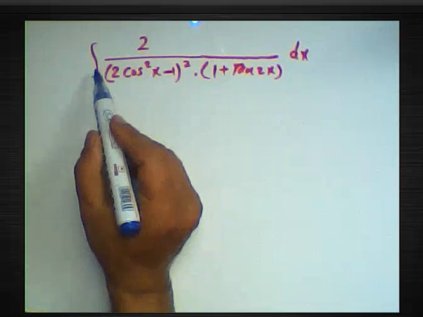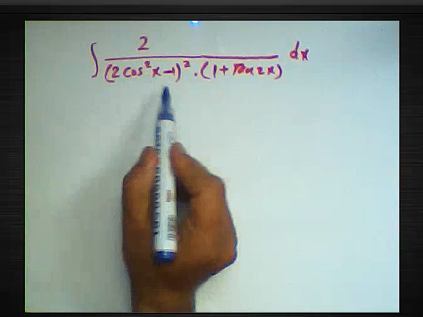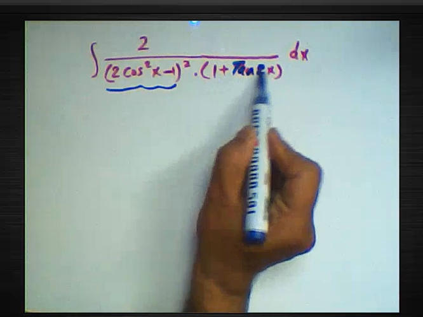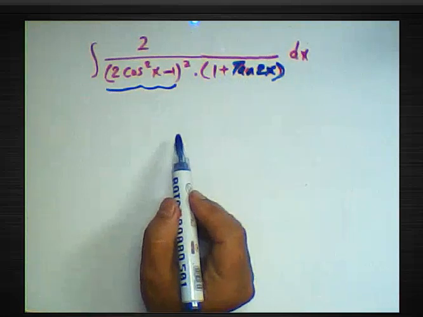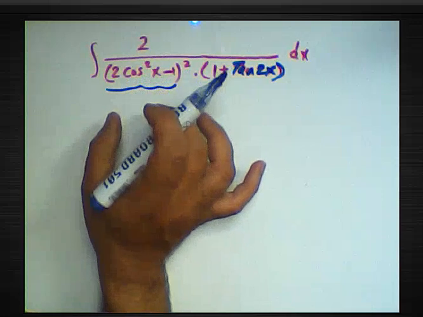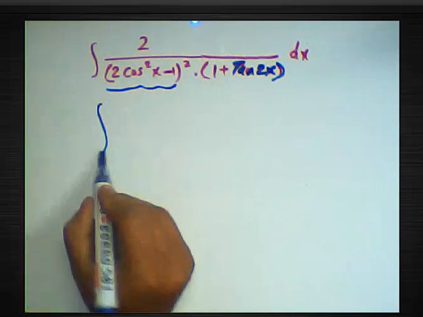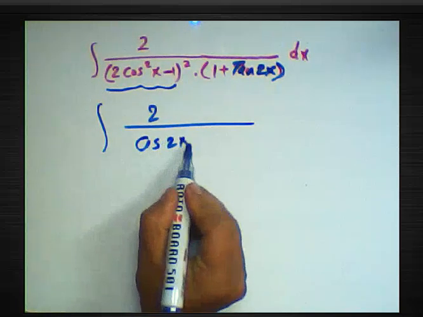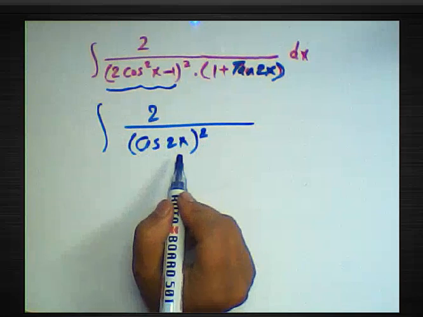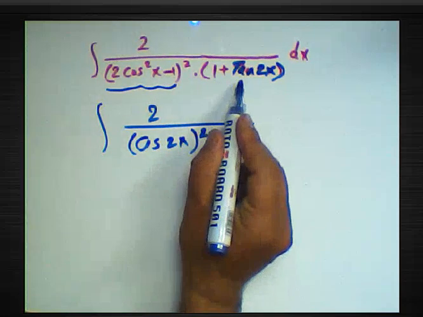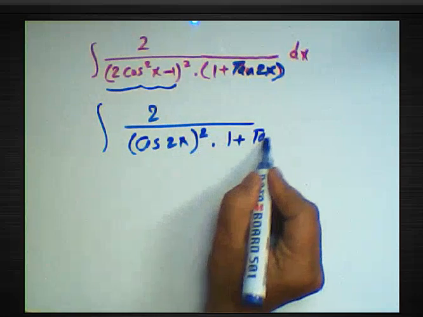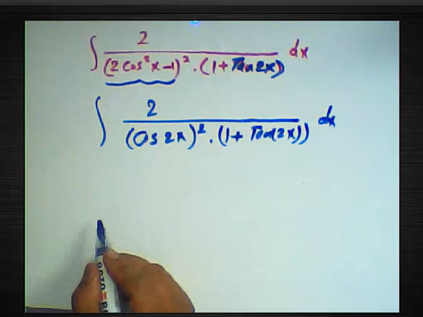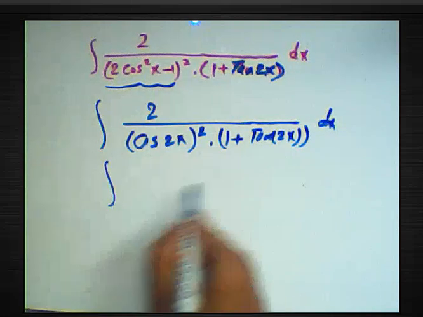In this example, we want to find the integration of 2 over 2 cosine squared 2x minus 1, multiplied by 1 plus tan 2x, dx. We know 2 cosine squared 2x minus 1 means cosine 2x. So we can simplify it, write 2 here, and this expression as cosine 2x all squared, multiplied by 1 plus tan 2x dx.